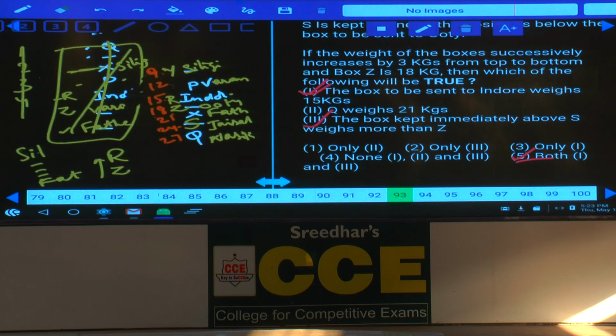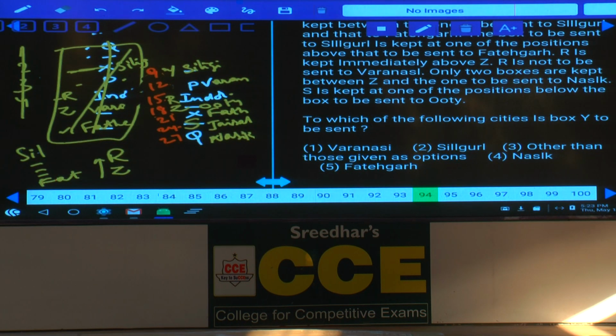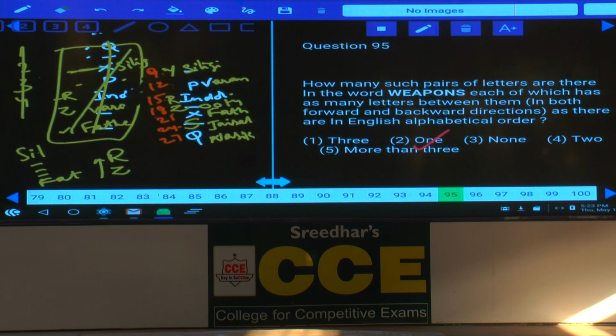Then question number 94. To which of the following cities is box Y to be sent? Y is to be sent to Siliguri. That is choice 2.